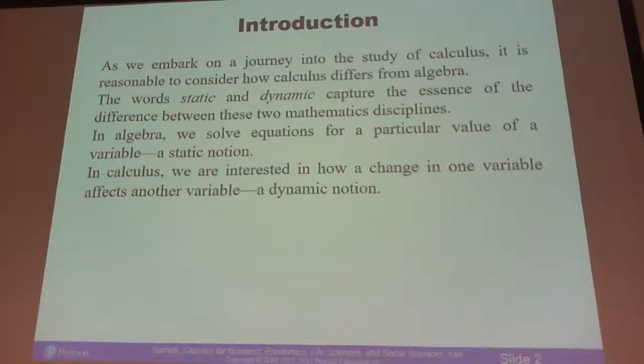But as we embark on a journey in the study of calculus, it is reasonable to consider how calculus differs from algebra. Algebra ends, calculus begins. The words static and dynamic capture the essence of the difference between the two mathematics disciplines. In algebra, we solve equations for a particular value of a variable, a static notion where we just find the answer. But in calculus, we're interested in how change in one variable affects another variable, a dynamic notion. So in algebra, we solve.